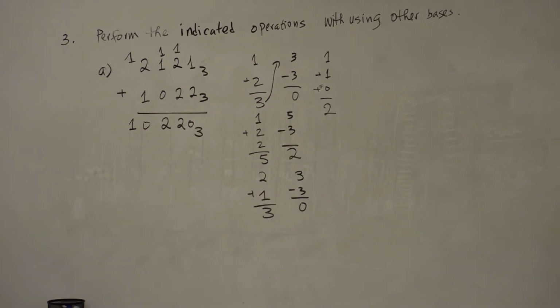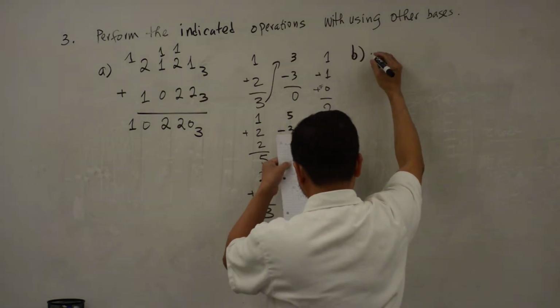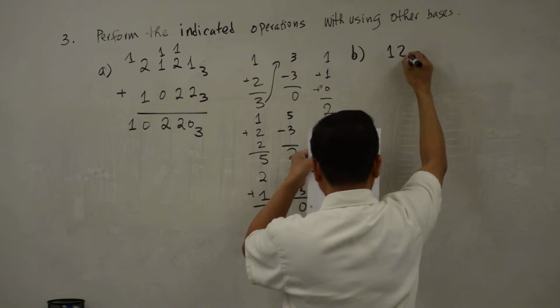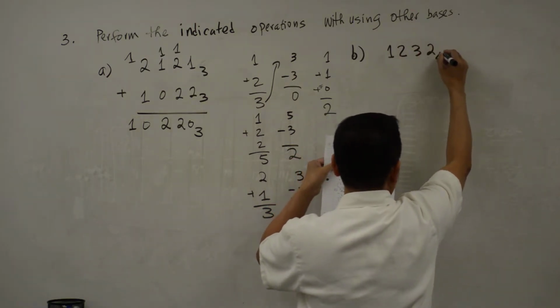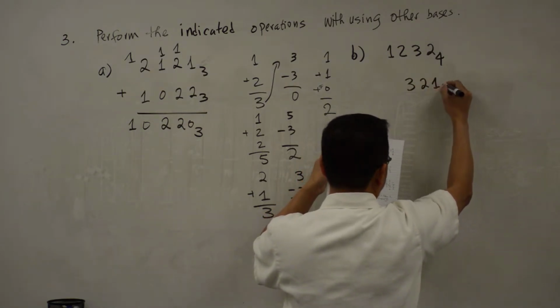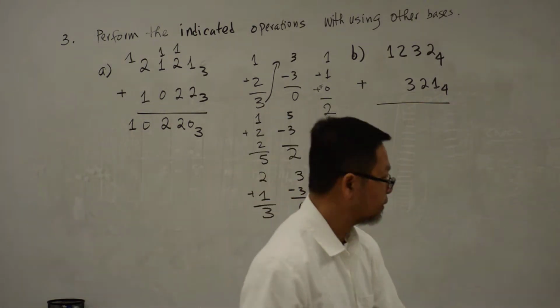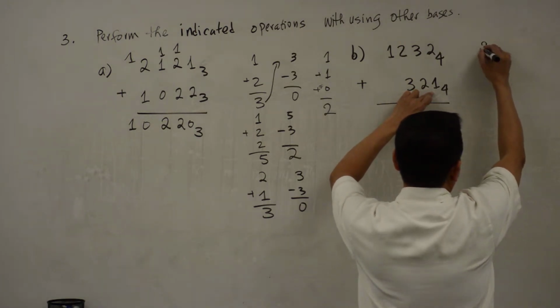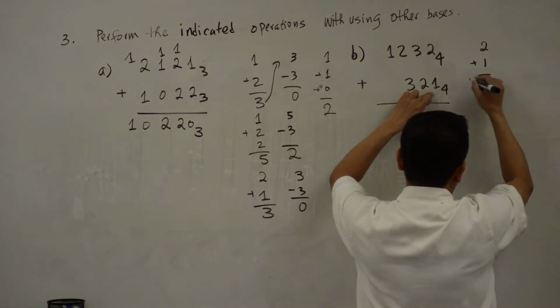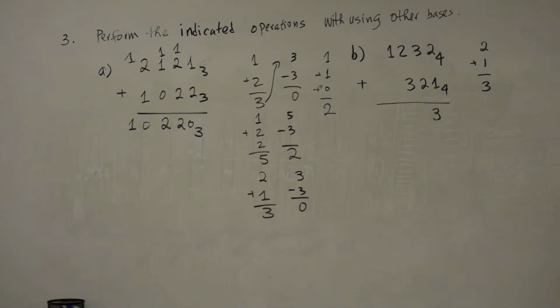Okay, let's see. We do part B. B is: we have 1, 2, 3, 2, 4 base 4, added to 3, 2, 1 base 4. Okay, let's add 2 plus 1, which gives you 3. That is below the base, so that is your answer. That is 3. Then you have to add the next digits.